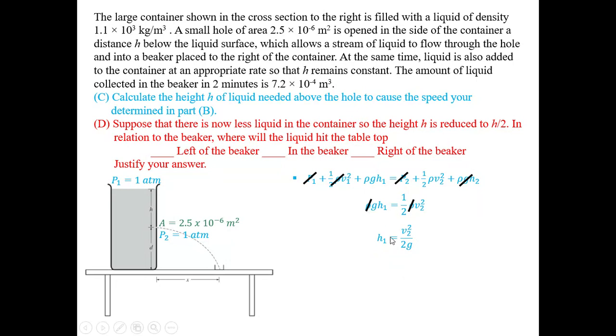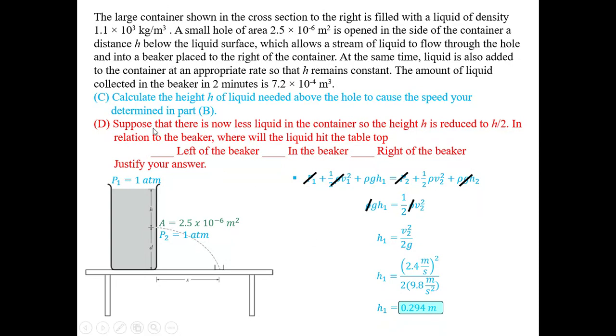So really, to find H1, I need the speed at the exit junction where the hole is, which we already found to be 2.4. I want to square that, and divide by 2g. G is the acceleration due to gravity at the surface of the planet. All right, so I'm going to plug and chug here. V once again is 2.4. Don't forget the square, and the 2 gets carried down. G is 9.8. So ultimately, the height here is going to be 0.294 meters. That's it for part C.